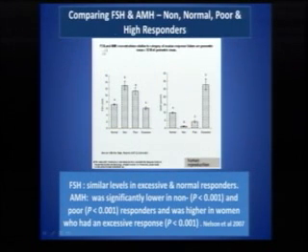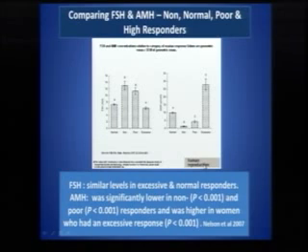In this comparison, which was done between normal, poor, and high responders by Nelson, what he showed is that for FSH, the values in normal and excessive responders are almost similar. But when you look at AMH, you find that it's significantly different in the poor and the hyper groups.